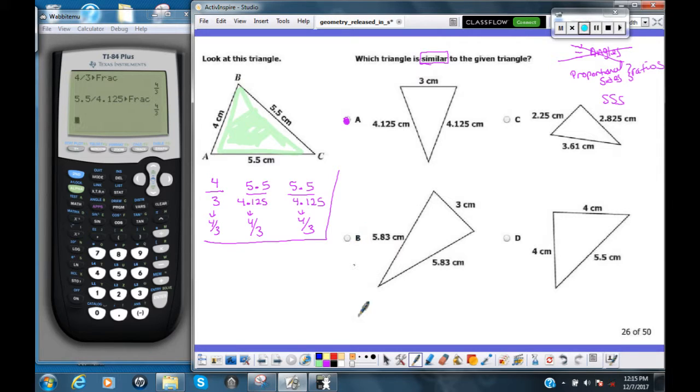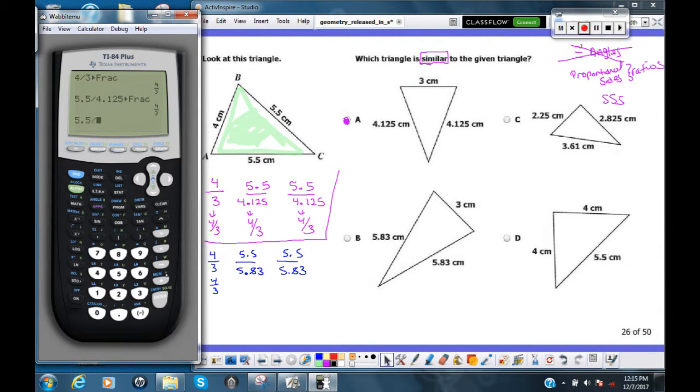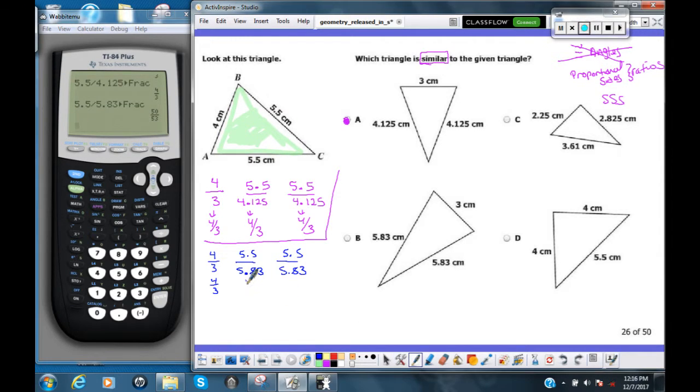When I look at B, I'll do B in blue. I'm going to do 5.5 and 5.5. So that would be a 3, which is 4 over 3, we know that. And then 5.5 over 5.83 over 5.83. I'm going to say 5.5 divided by 5.83, and that's going to give me 50 over 53. So we already know that's not going to work.